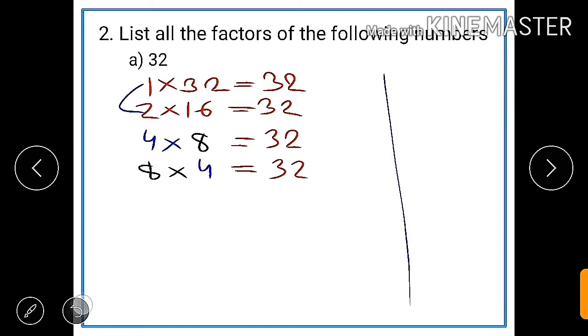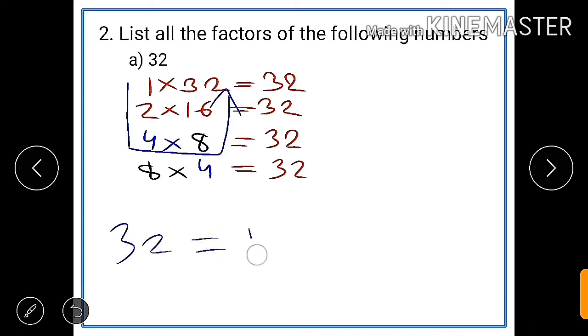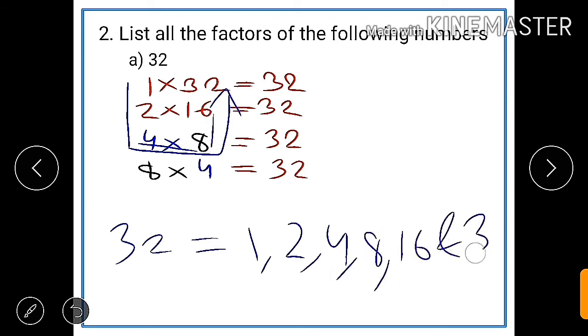How will we find out? We will start with 1, and we will move like this and we will go up. So our factors of 32 will be 1, 2, 4. After 4 is 8. Next is 16 and 32. So these are the factors of 32.